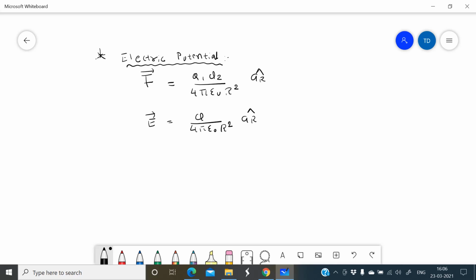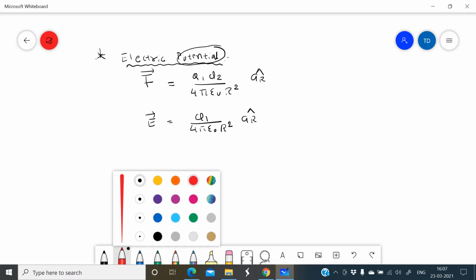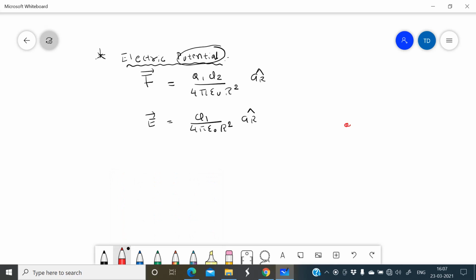To understand the concept of potential, first we will discuss what happens when two charges are present. Suppose this one is charge q1, present here. This is a very big charge, plus q1. As this is a positive charge, it generates an electric field in the outward direction. So this is the electric field due to the q1 charge.